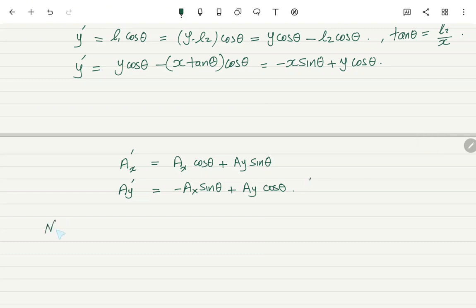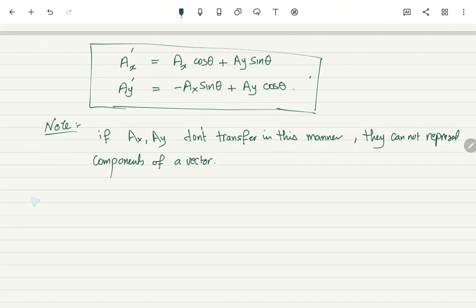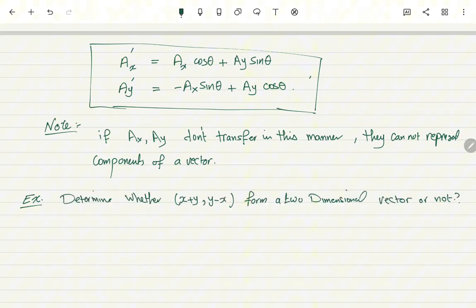Note, this is the transformation rule. Let's remember it. Example, determine whether x plus y and y minus x form a two-dimensional vector or not. So in this case here, ax equal to x plus y and ay equal to y minus x.